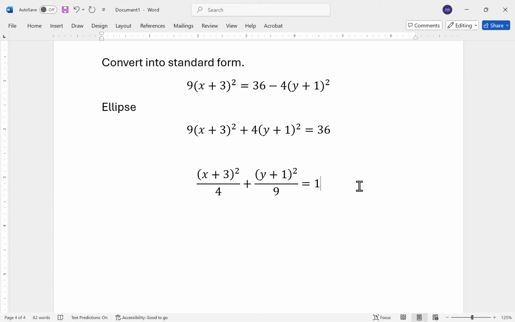We could say that it's centered at -3, -1. We could say that it's elongated in the y direction more so than in the x direction. We could say that A is 3 and B is 2 and get the vertices and covertices and foci and all of that other stuff based on the standard form for this ellipse. So this one was a little bit nicer in that we didn't have to complete the square, because we already had y plus 1 squared and x plus 3 squared and no other y's or x's.